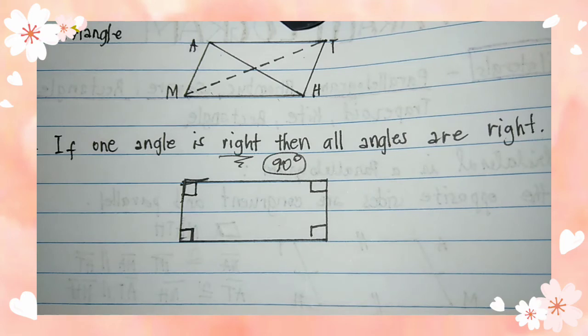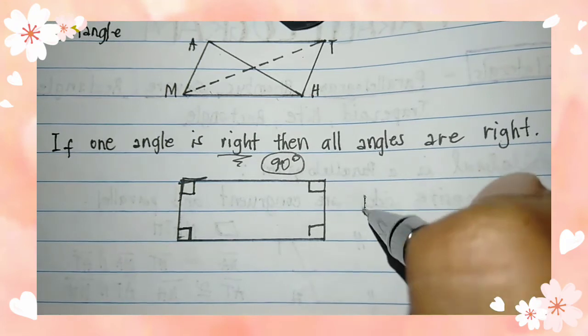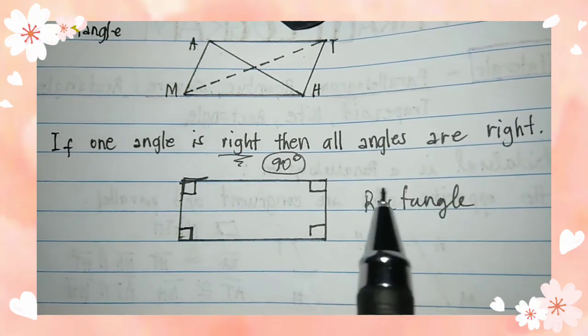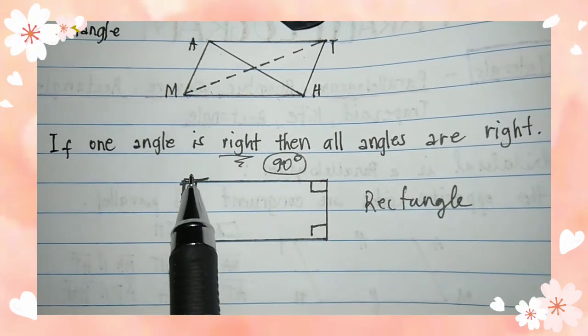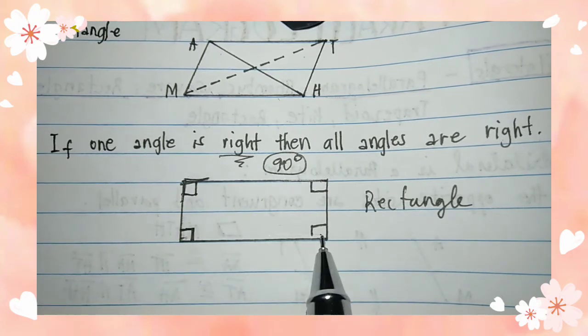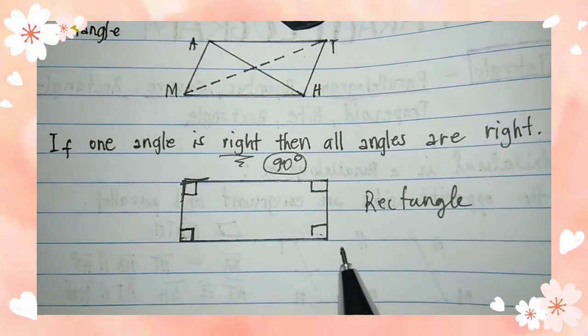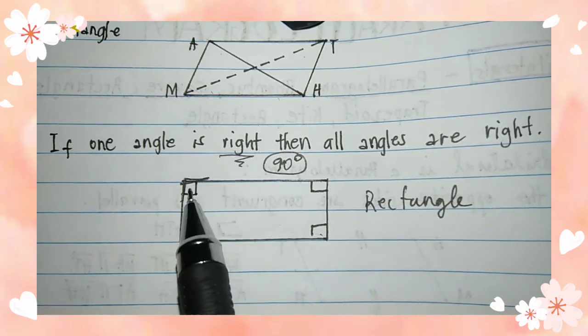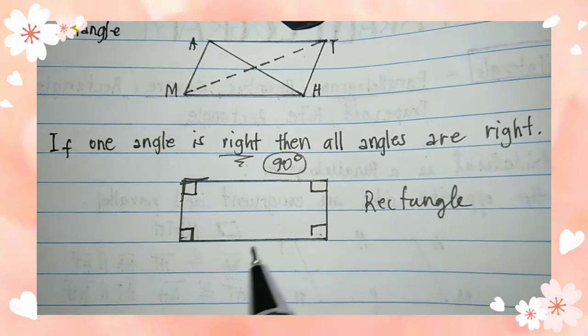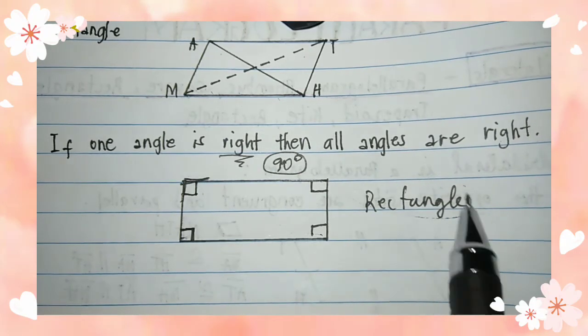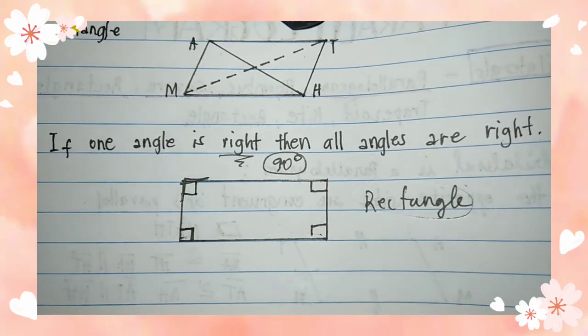So, diniscuss ko kanina bago natin sinimulan yung properties of parallelogram, yung mga quadrilaterals. So, si rectangle is also a kind of a parallelogram, okay? Since meron siyang parallel lines and meron siyang property na kagaya ng kay parallelogram. So, there it is. So, kaya if one angle is right, ayan, then all angles are right. So, yun yung tinatawag nating rectangle. Alright?